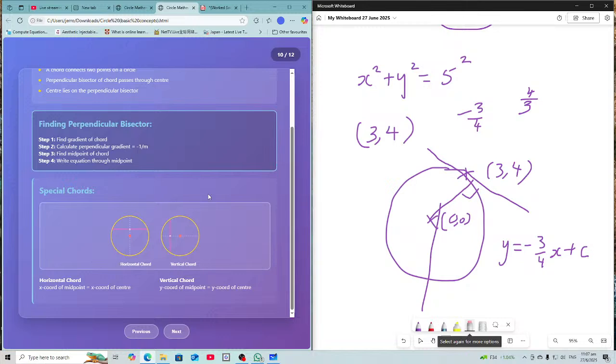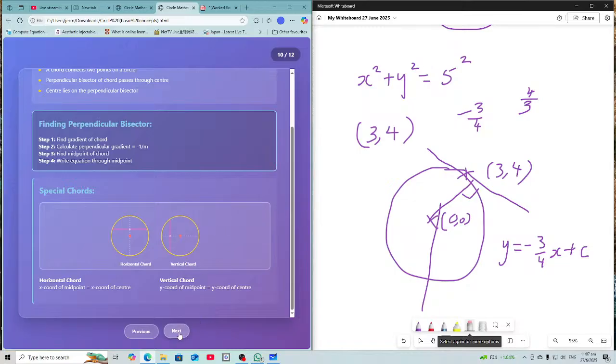And of course, special chords you also need to know. I think sometimes they will come up with that. That is knowing that the two chords given are actually horizontal or vertical chords. Because if you know that, it saves you a lot of time, right? If you know that these two are horizontal chords or vertical chords, you will be able to see that the midpoint of this, one of the coordinates is the center, is the center of the coordinates, you see. So it saves you a lot of time, you notice. Yeah, so please bear that in mind. So we see whether we have the chance to go through that.